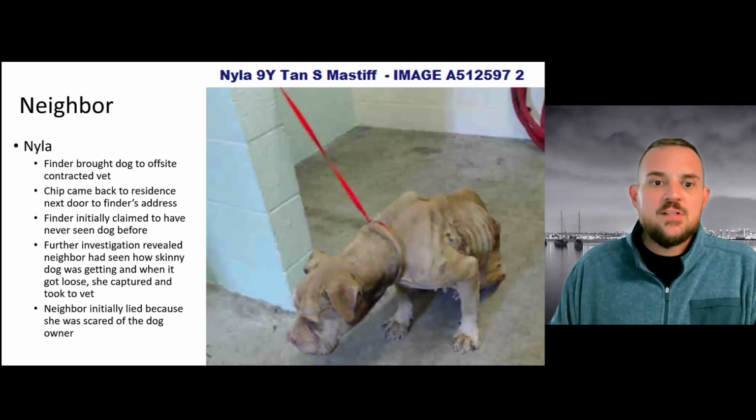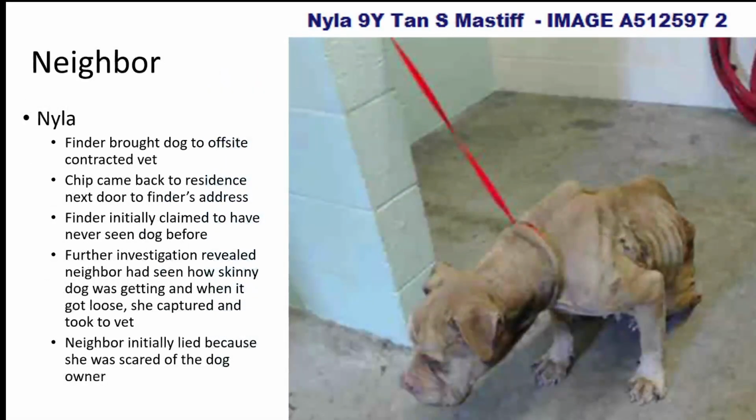So this is another case example. This is Nyla. This dog was brought in as a stray. The neighbor took it into an off-site contracted veterinarian. She was reluctant to give very much information. We were able to track her down based on the little bit of information she did give, and we found out that the chip of the dog went back to the next door. We tried to go out and talk to her. She would not talk to us about anything. And so our officer ended up just leaving a card, hoping that she would reach out.